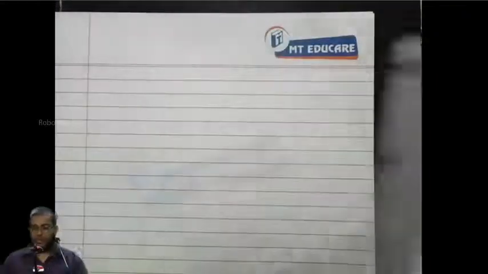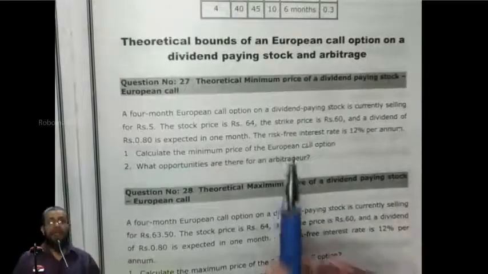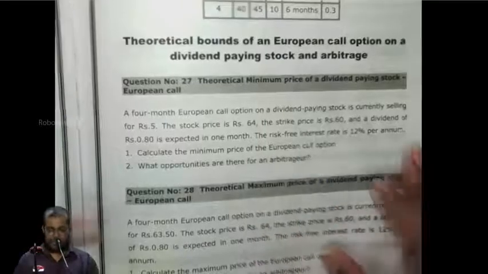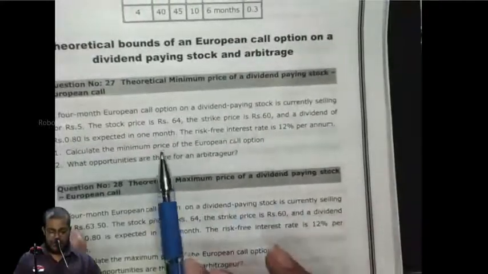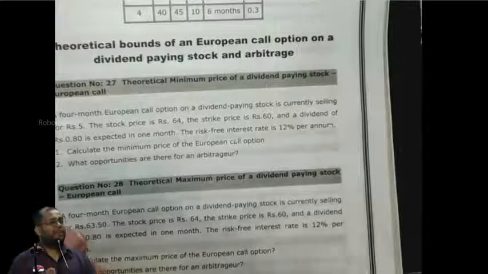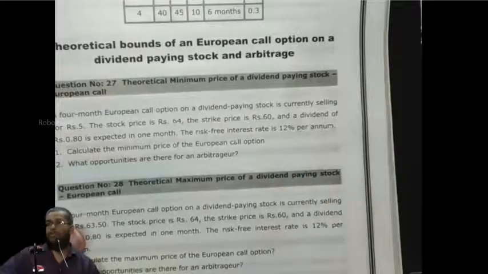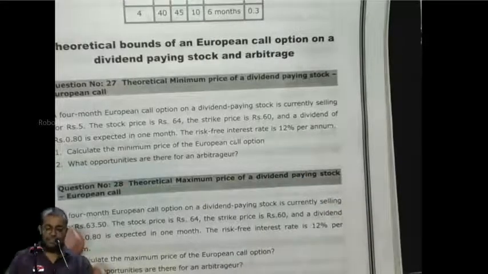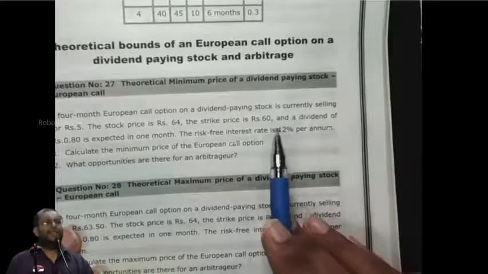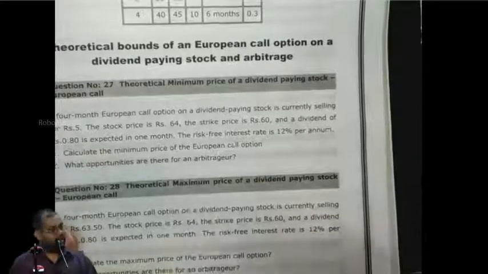Write down the facts. Spot price is equal to 64. Is it an ex-dividend price or a cum-dividend price? Cum-dividend price, it is loaded with the dividend. Strike price is equal to 60. By paying 60, I get the ex-dividend share, because by the time I exercise, the dividend is over.